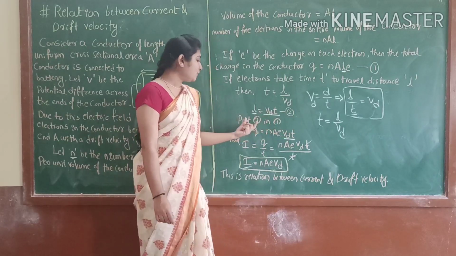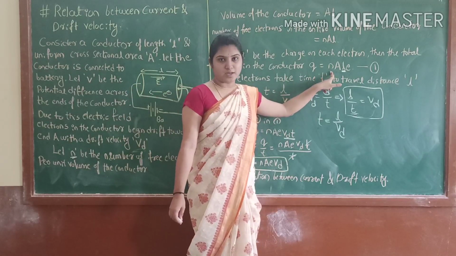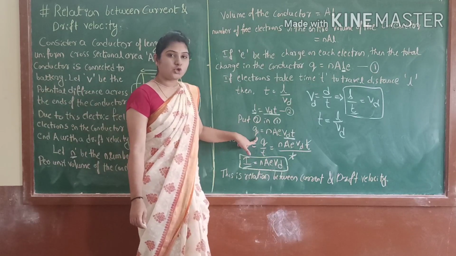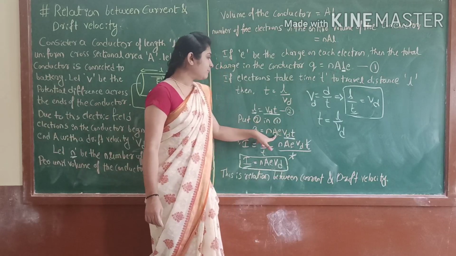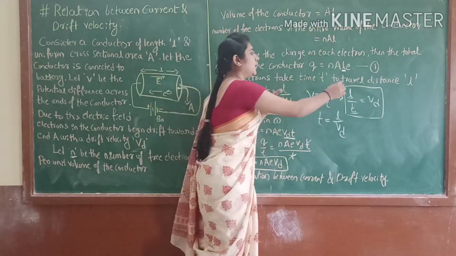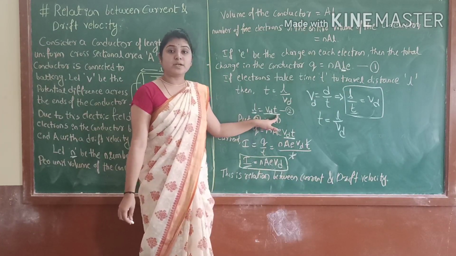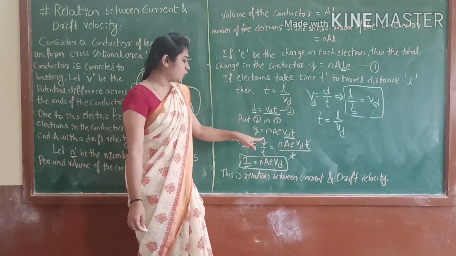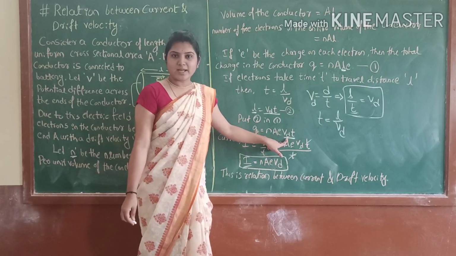Then put equation number 2 in equation number 1. That is the total charge. So total charge Q is equal to N, A, e, which are the same here, only the value of L I have written from equation number 2, that is Vd into t. So Q is this much value.